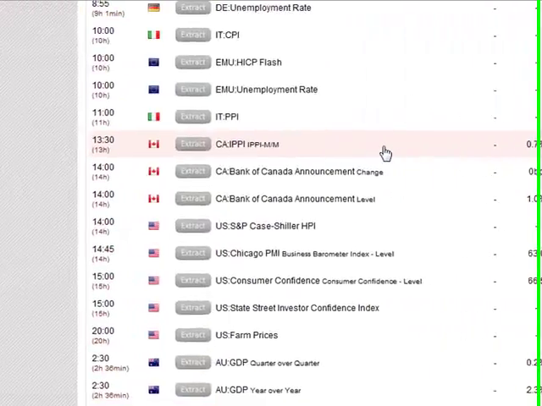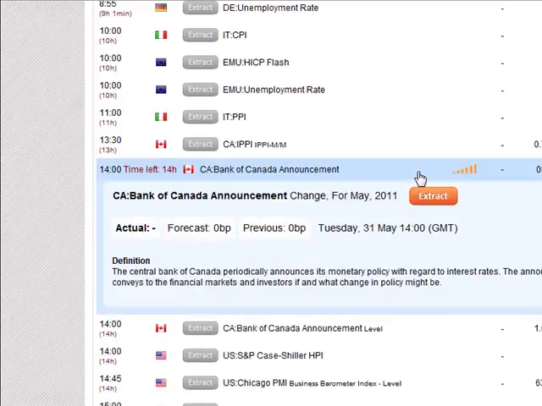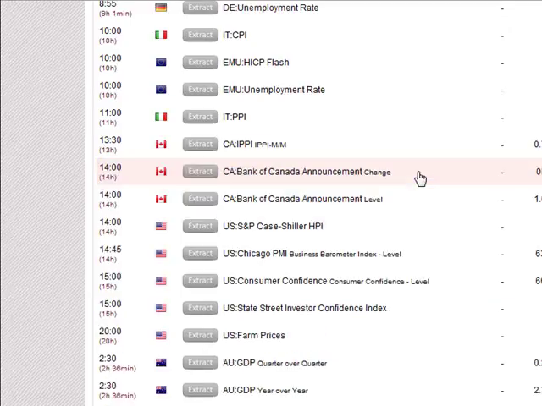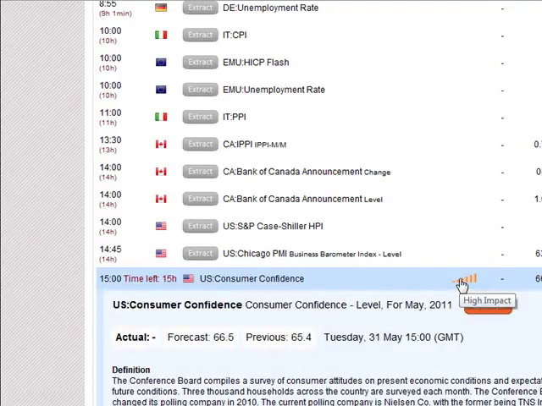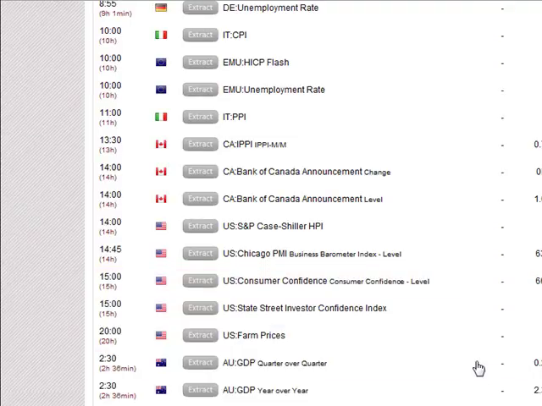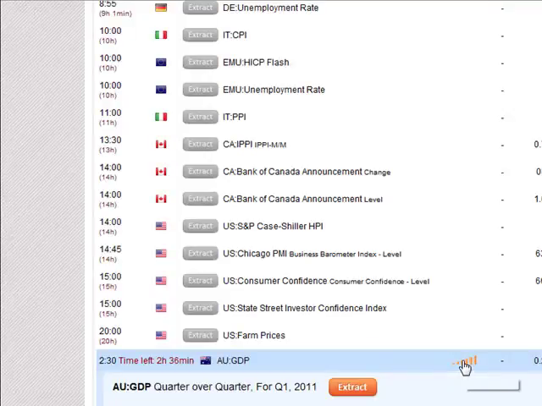And Canada has inflation data, but more importantly, Canada has an interest rate announcement. In the States, we have consumer confidence. We have some inflation business data, and we also have consumer confidence. And then down at the bottom, we have the Aussie GDP. So a lot of action could happen today. And, so off of this consolidation, we definitely could see the market start to move.